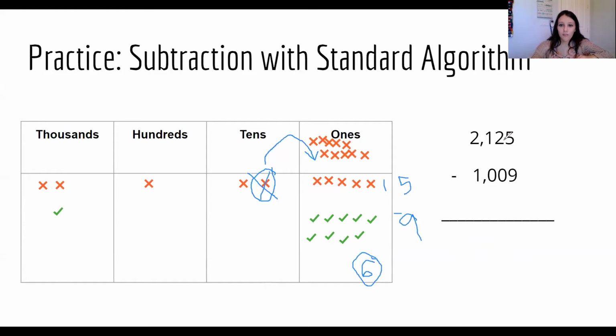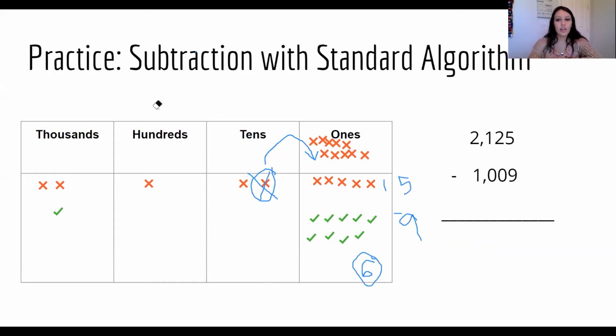Now, if we look over at our standard algorithm, we're going to see we have the same problem. 5 minus 9. 5 minus 9, once again, can't do that, right? So we're going to look in the tens column, which is the column to the left, and we're going to borrow one set of tens and turn it into 10 sets of 1. So I'm going to show you guys how that's done.